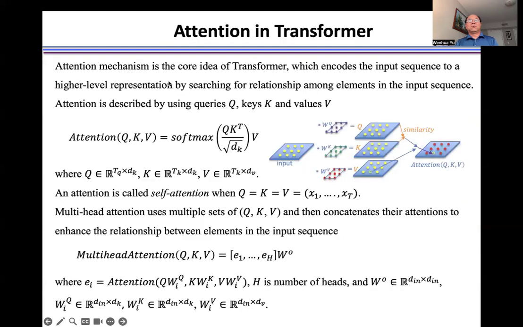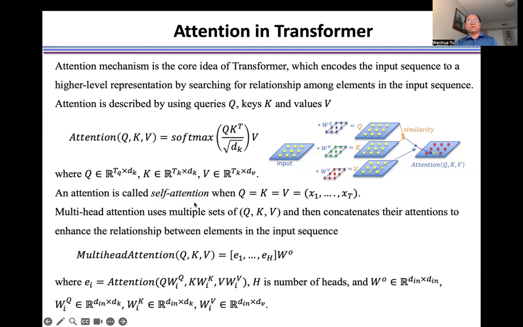Attention mechanism is a core idea of a transformer, which encodes the input sequence to a high-level representation by searching for relationships between elements in the input sequence. Attention is described by using queries, keys, and values through the softmax function. We use three matrices, which work on this input to generate Q, K, V, and then from Q, K, V, we get our attention here.